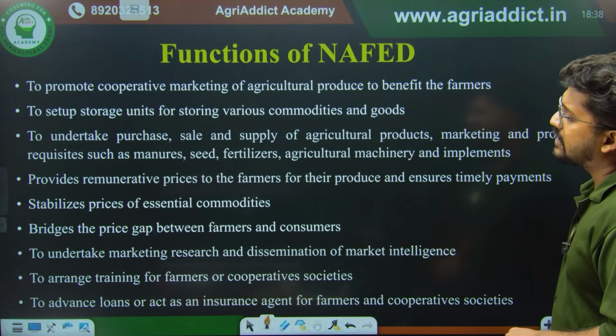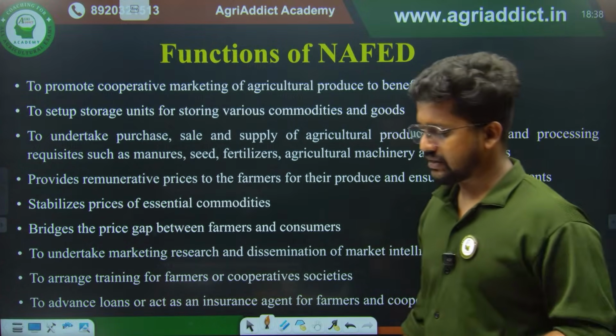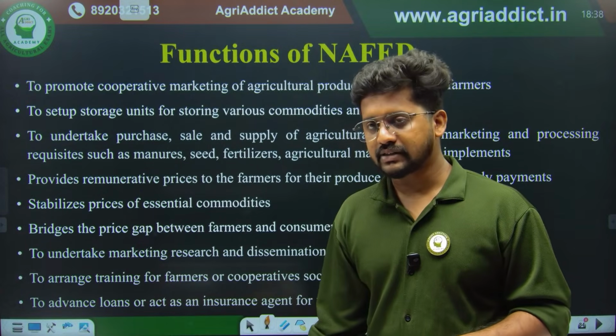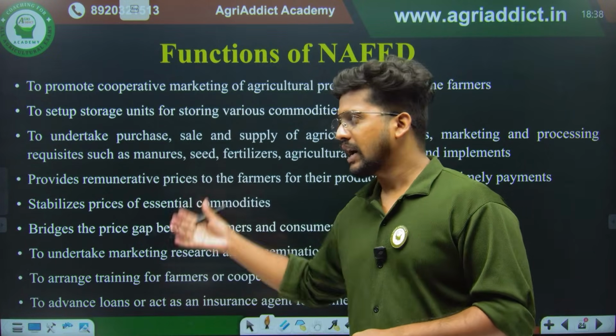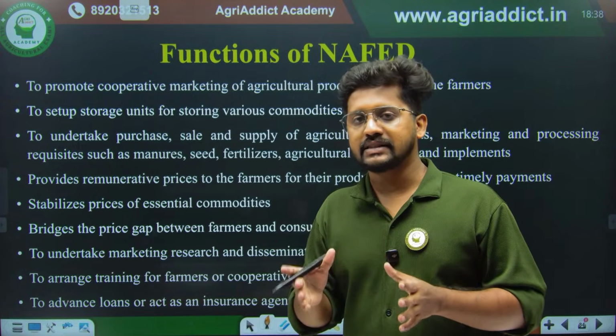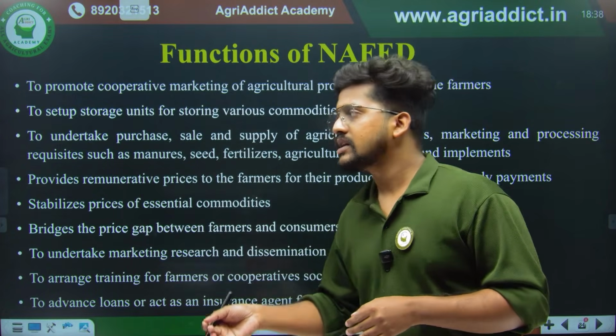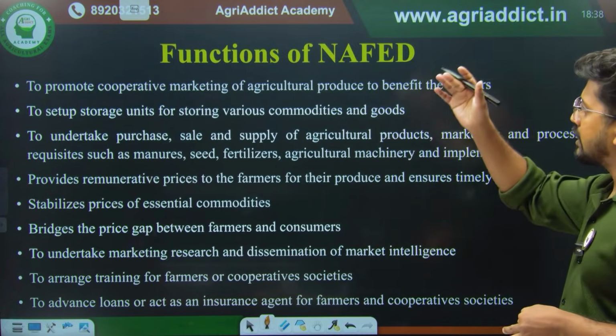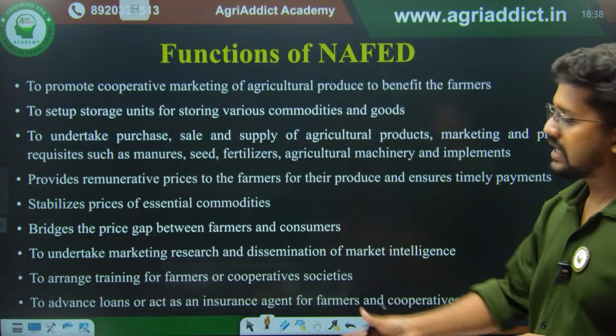Then the different functions also, like you should go through the chapters, agencies involved in agricultural marketing, to understand a basic idea, because there can be statement questions. So functions: it coordinates all the cooperative agricultural marketing process in India.